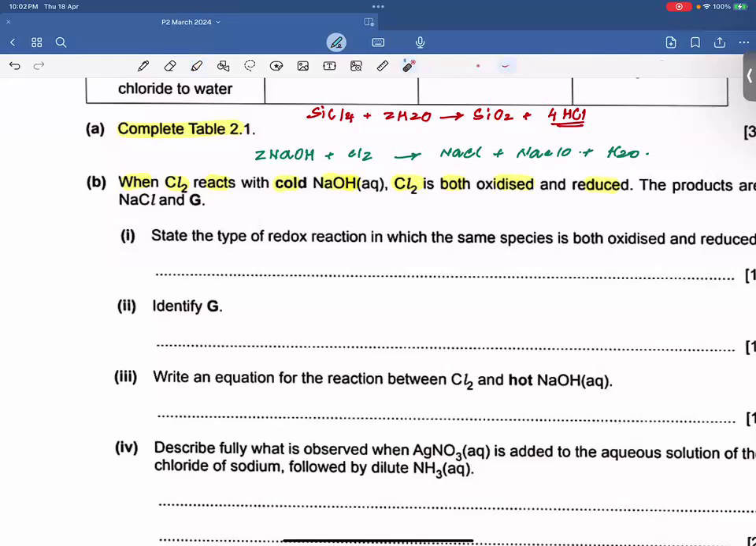That's the point. Chlorine is reduced in this case because chlorine changes its oxidation state from 0 to -1. Whereas in this conversion, chlorine changes its oxidation state from 0 to +1. That means in this reaction, it is reduced. And in this reaction, it is getting oxidized. So chlorine is oxidized and reduced in the same reaction. State the type of redox reaction in which the same species is both oxidized and reduced. According to my lecture, it's going to be a disproportionation reaction.